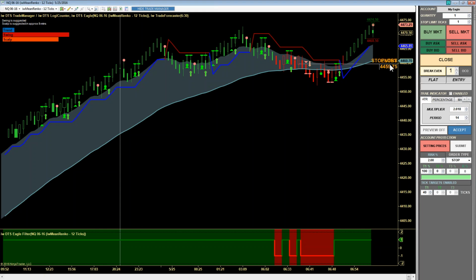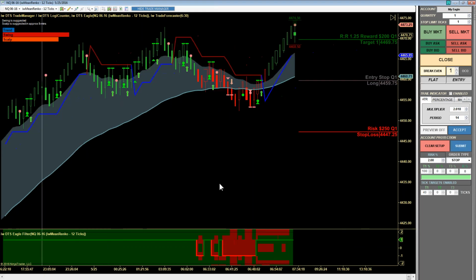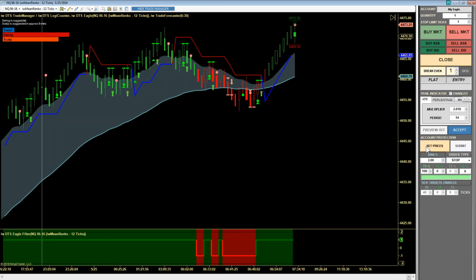Now, if I took it on the hash mark, yeah, we have hit our high probability target. In actual fact, what I would do is I would probably use the next bar, because that's the one that's going to turn over the ATR. That's that squiggly red and blue line that you see. But we hit our high probability target there as well.